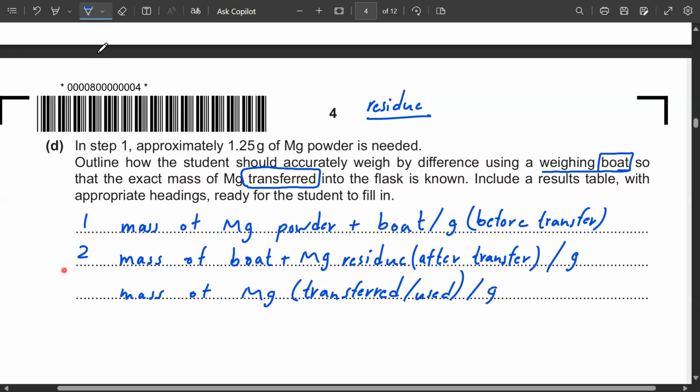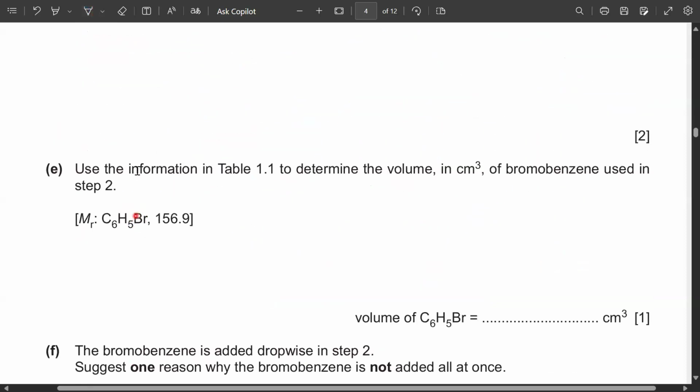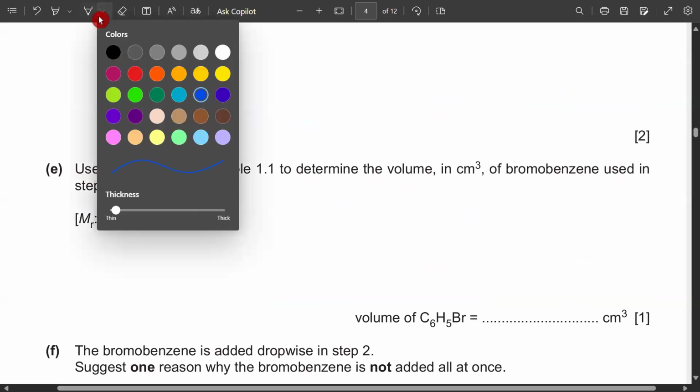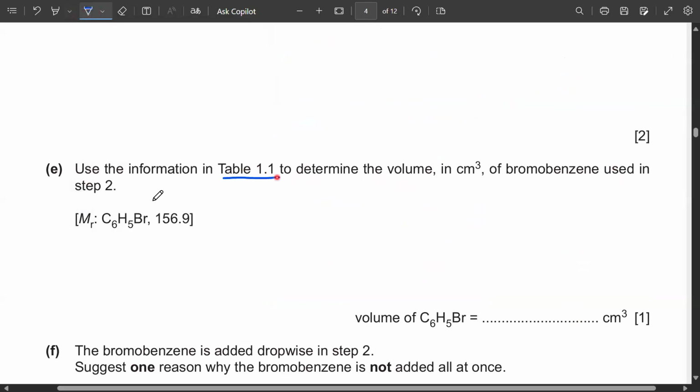Now moving forward, part E says use the information in table 1.1 to determine the volume in cm cube of bromobenzene used in step 2. MR of bromobenzene is 156.9 gram. You have to use the information of the table. The table includes the names of the different chemicals, including the name of this compound, and you have the MR value of this compound, 156.9, and you have to calculate the volume.